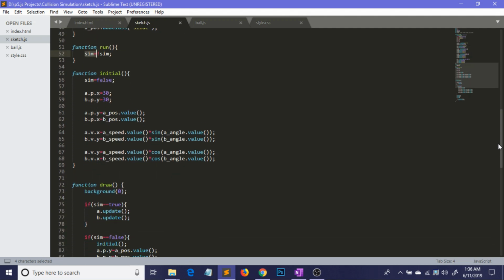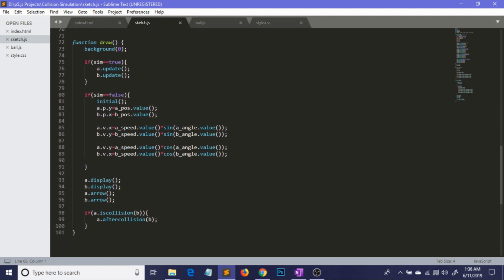Here is another function, the initial function. This takes your web app to its initial position, and this is the draw function, which is very important for the animation purposes. So you can see here we have an if statement which checks if the sim is true or false. If it is true, then only we are going to update the positions. This is important, because we can't update the position of the balls if the sim is false. And if the sim is false, then all this kind of thing will happen.